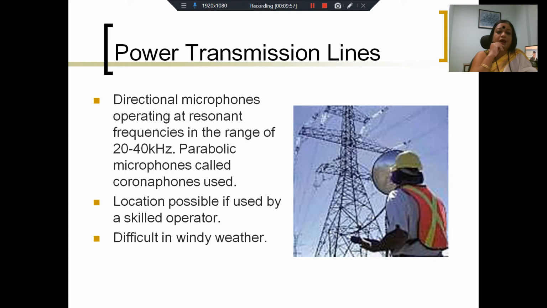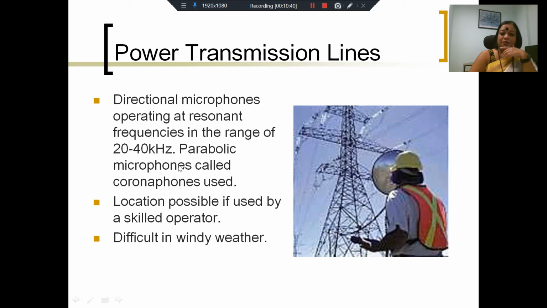These were operated at resonant frequencies in the range of 20 to 40 kilohertz. An acoustic wave, a sound wave which is traveling from PD, is an impulse wave. Therefore, it has a large broadband frequency range. It has a lot of frequencies. Now, you can choose to measure at a frequency band which you think is convenient for you, where the magnitude is high enough and where you expect the interference to be low. And that is what is done. So based on field experience, the frequency range of measurement is chosen to be 20 to 40 kilohertz, and directional microphones which resonate at these frequencies are used so that you hear an amplified sound.